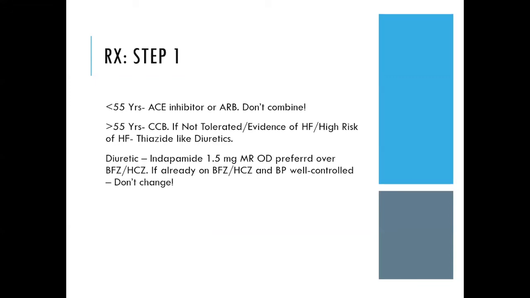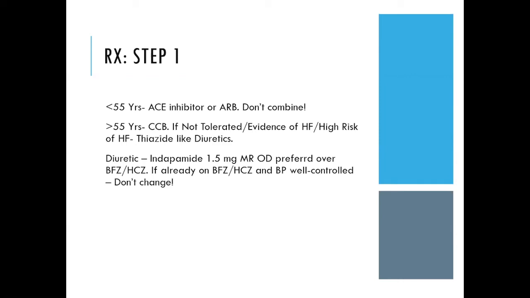There are a few very simple steps you should remember in managing someone's blood pressure. If someone is less than 55 years old, the agent of choice is either an ACE inhibitor or an angiotensin receptor blocker. Make sure you don't combine them. If they are more than 55 years old, you rather use a calcium channel blocker. In some elderly patients, calcium channel blocker will not be tolerated very well. In some cases, there will be evidence of heart failure or high risk of heart failure. In those cases, you could use a thiazide-like diuretic rather than a calcium channel blocker.